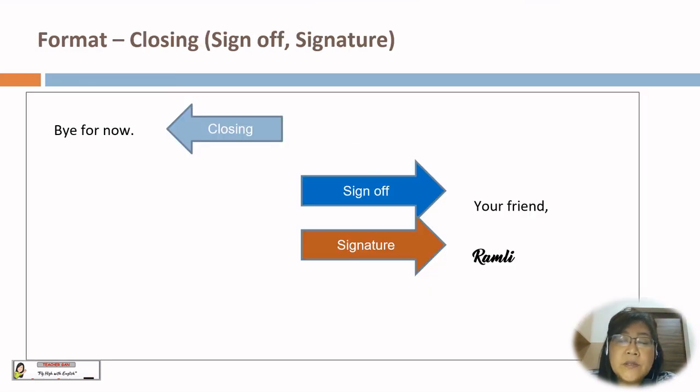For the last part, which is the format, we call it the closing. Remember to write, for example, bye for now, and then you can sign off by writing your friend, and then there is a signature, Ramli.